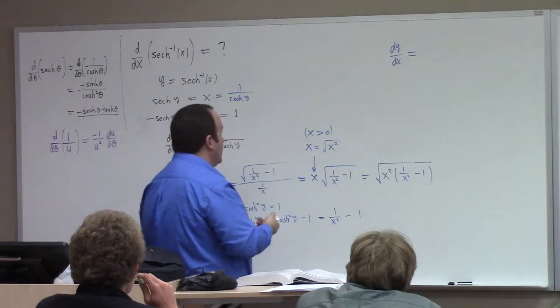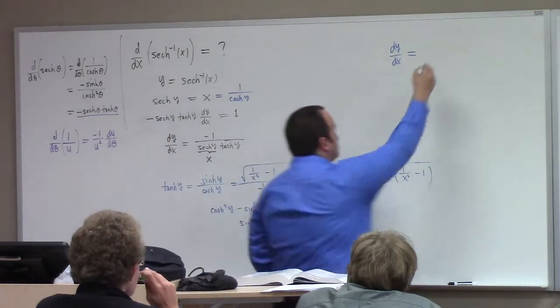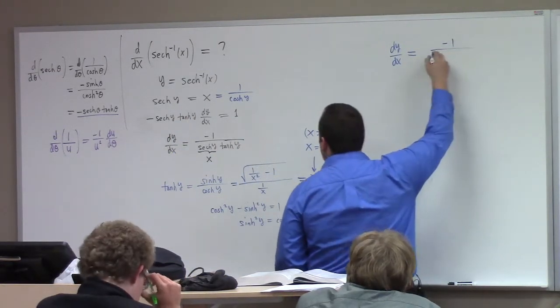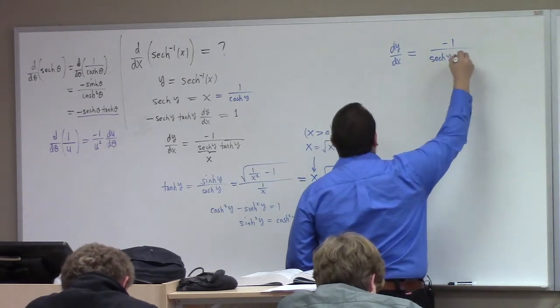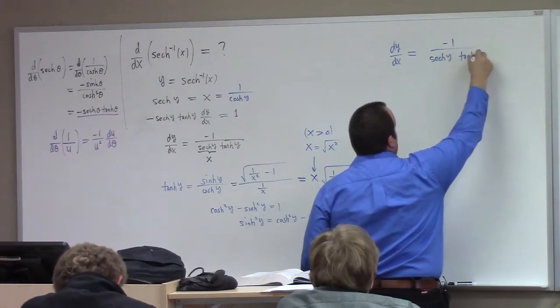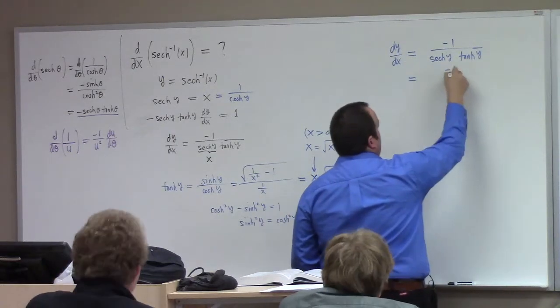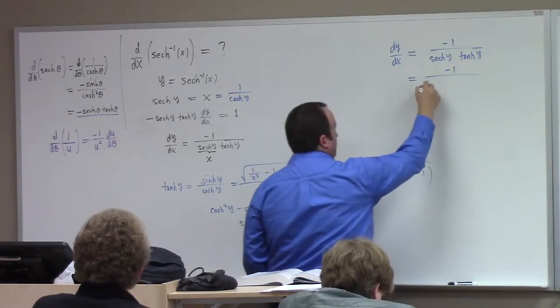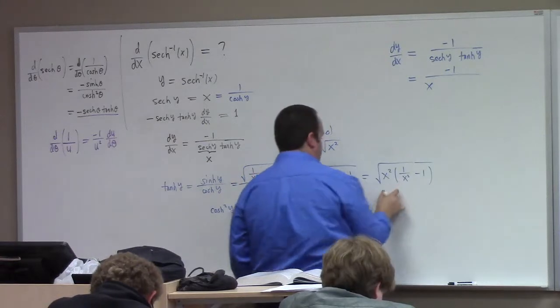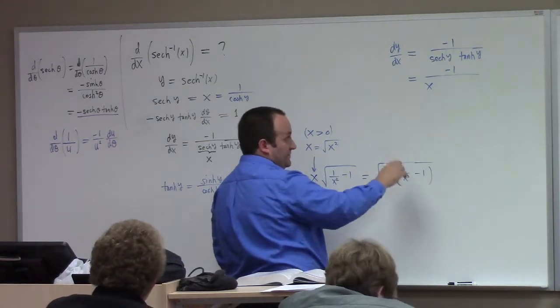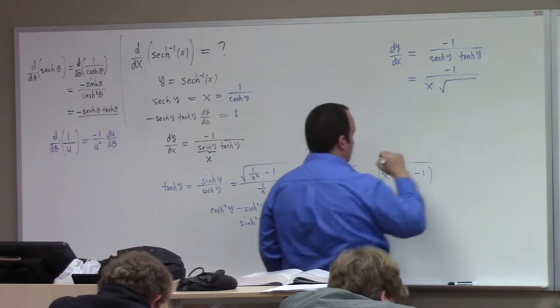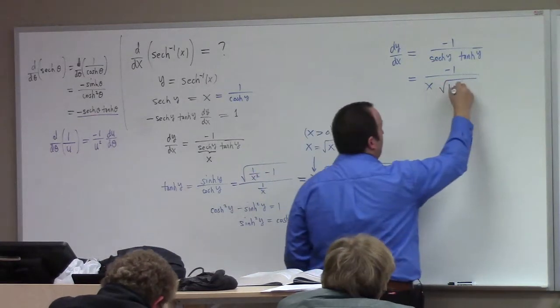And so d by dx is what? Minus 1 over hyperbolic secant y, hyperbolic tangent y, and that's minus 1 over what? So we said that was x, and then the tangent is actually just the square root of what? 1 minus x squared. Exactly. Thank you.